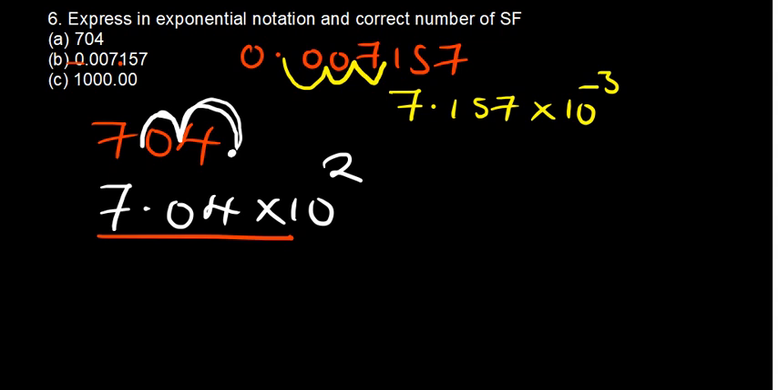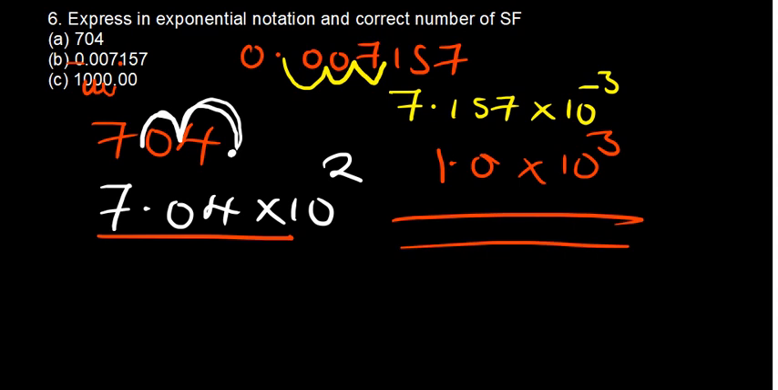And this other one, how are we going to move? So 1, 2, 3. 1.00 times 10 to the power. How many times have we moved? 1, 2, 3. Okay, so that is how you get to take a number to exponential notation, or scientific notation. It's very, very simple.